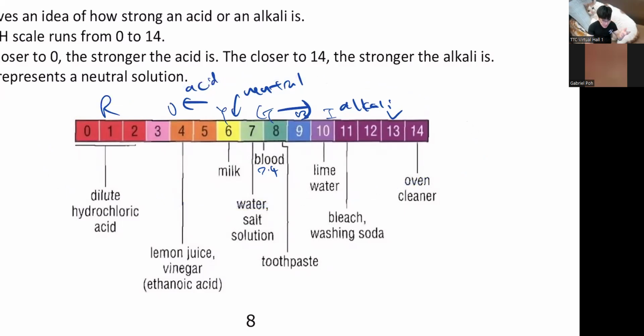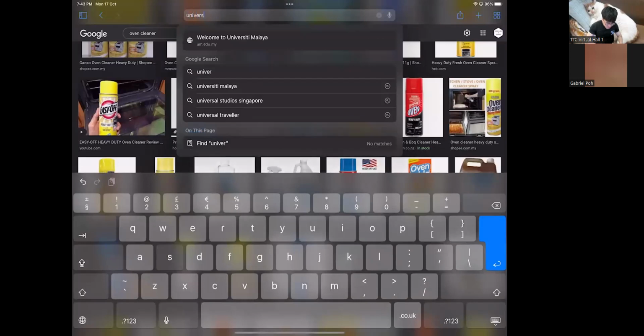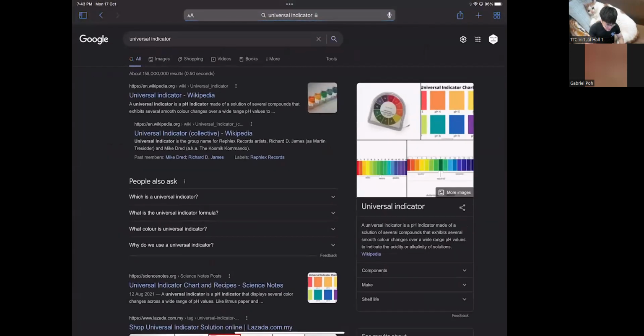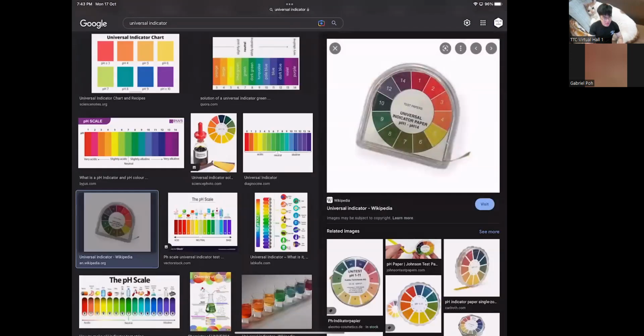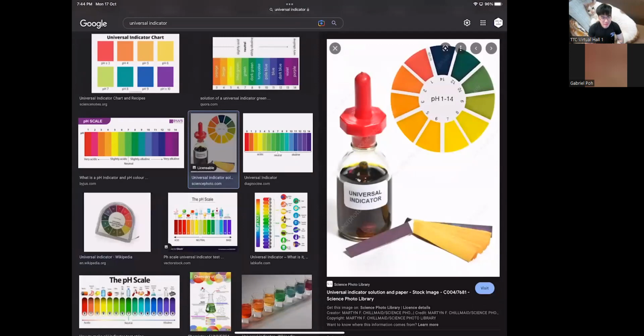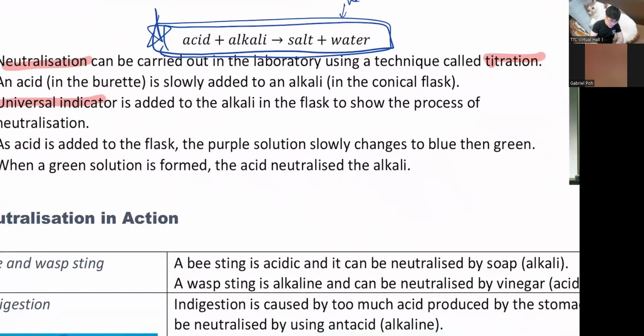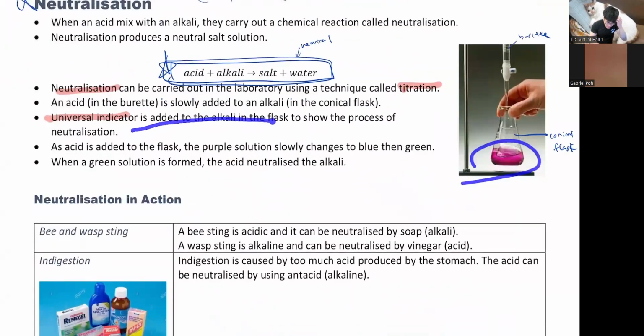They are like your litmus. They exist in the form of liquid, or they exist in the form of paper. They change color according to your pH. So we use universal indicator here to tell us what the pH is. It is added to the alkaline in the flask to show the process of neutralization.